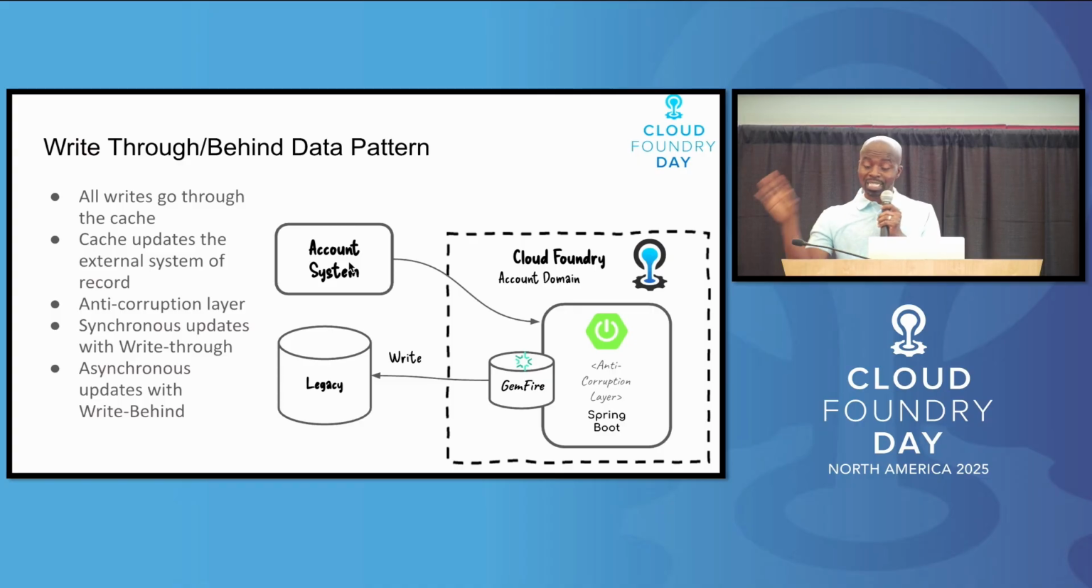Now, using these patterns, it is kind of dependent on your ability to introduce a new interface to accept all write operations. And this is often called an anti-corruption layer, right? So the anti-corruption layer on this new service, it will put all of the writes on the cache first, and Gemfire itself will either synchronously or asynchronously update that legacy database or the system of record.